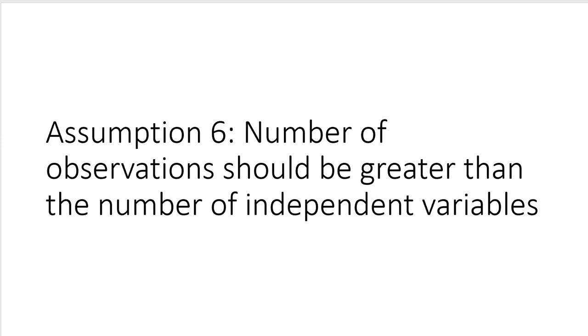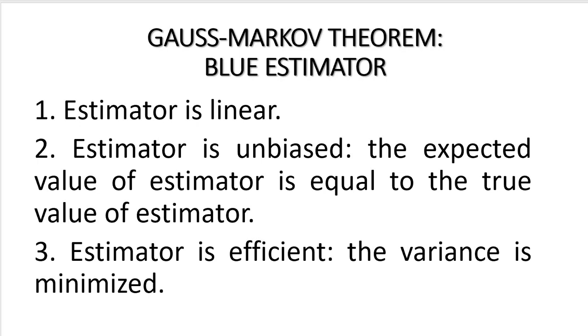Okay, so finally, if everything is fine, then we actually end up with a BLUE estimator, or unbiased and efficient estimator. We know it is linear, we know it is unbiased, so the expected value of the estimator is equal to the true value of the parameter, and we know it is efficient, which means that variance is minimized.